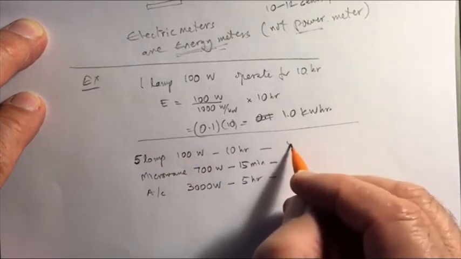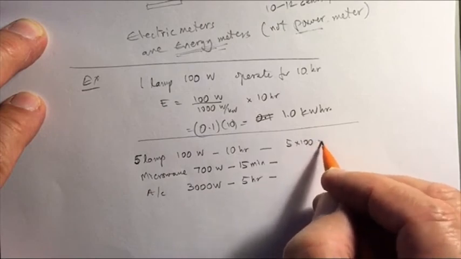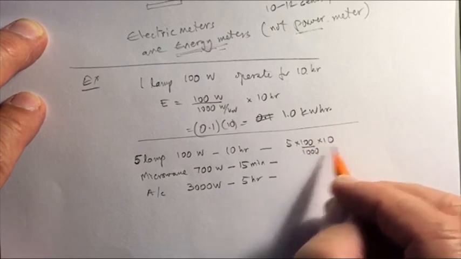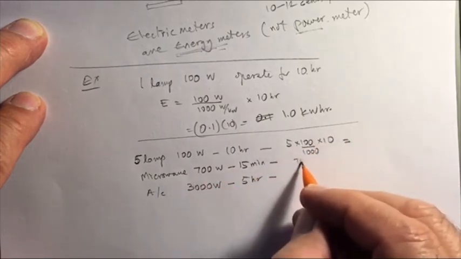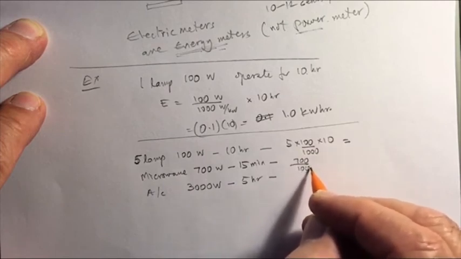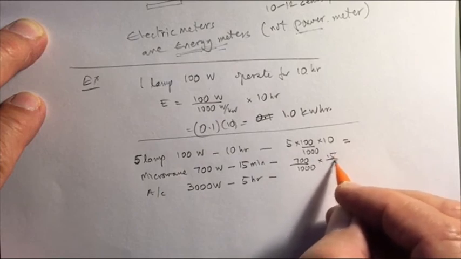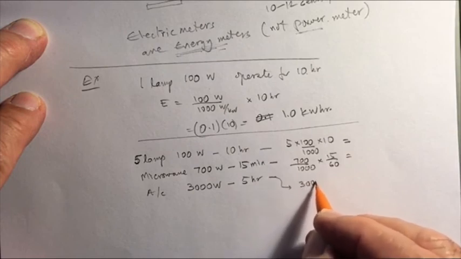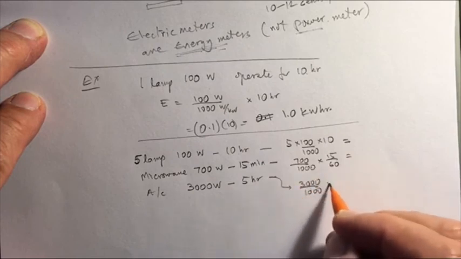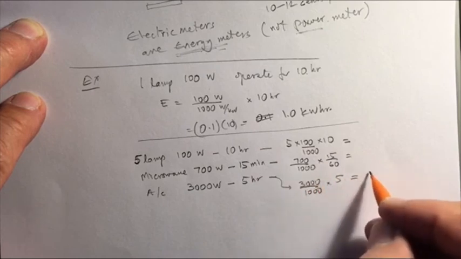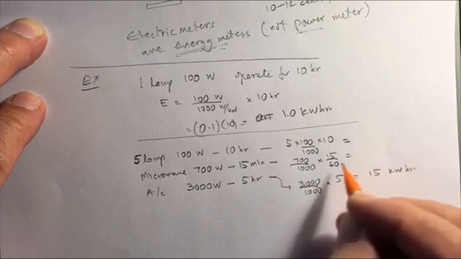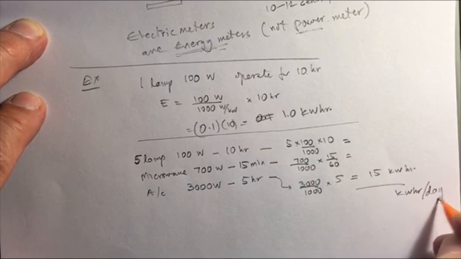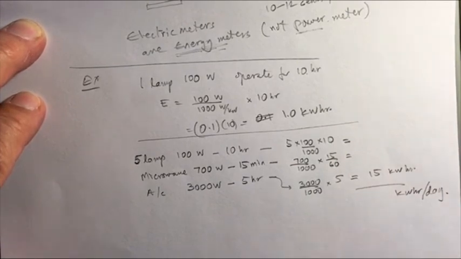This is going to be 5 times 100 times 10, so it's power times time in hours, divided by 1,000, plus 700 divided by 1,000 times 15/60 to make it hours, plus 3,000 over 1,000, so it's 3 kilowatt times 5 hours. So 3 times 5 is 15 kilowatt hour, and well, these can be calculated and added up, and you'll get some kilowatt hour per day as your usage. Okay, so you can solve this.